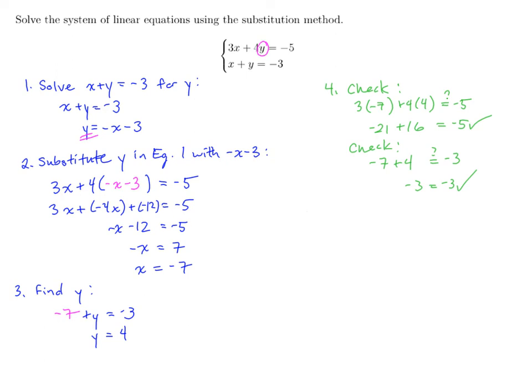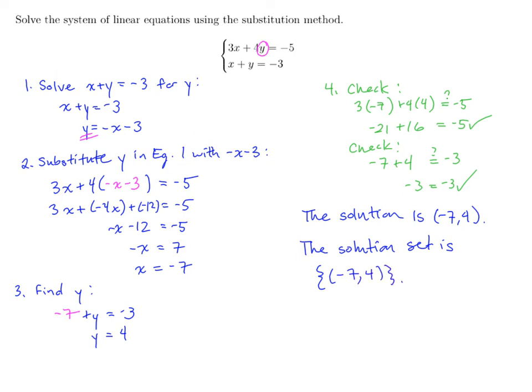So the solution is the ordered pair negative 7, comma 4. We might also state the solution set, which would simply be written as the set containing the ordered pair negative 7, 4. So if we wanted to write that, I'd say the solution set is, and now I'll just write the set using a curly bracket. So I'll write curly bracket, the ordered pair negative 7, 4, and then put another curly bracket to show that that's the set.